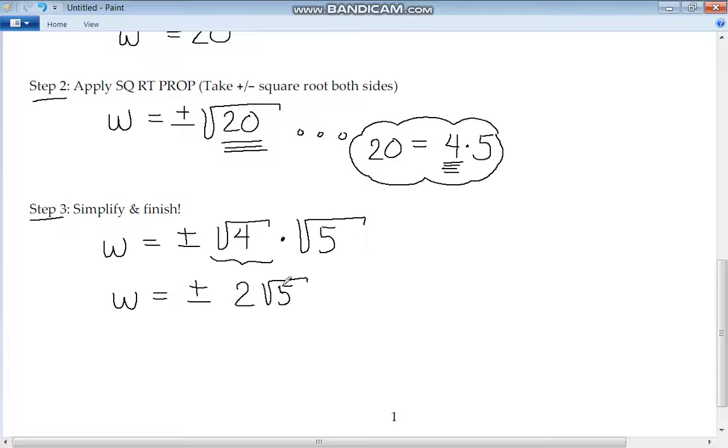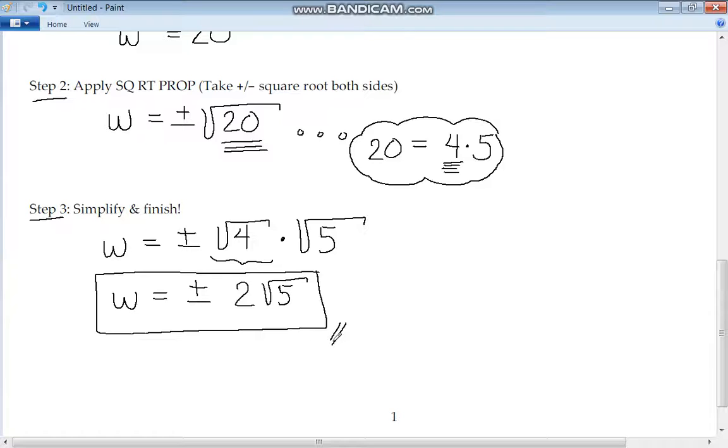And now I'm almost ready to box my answer. I'm just going to ask myself, is there any more perfect square factor hidden in the 5 that I could bust out of that radical sign? And the answer is no. There's no other perfect square factors. So here are our answers. You notice I said are, because there's more than one. There's the positive 2 square root of 5, and there's the negative 2 square root of 5.